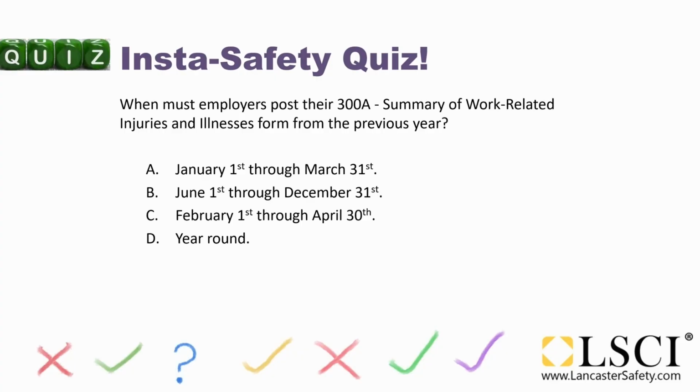All right, so let's take just a quick break and do an Insta Safety quiz. When must employers post their 300A forms from the previous year? This is an important question, so if you're not sure, make sure to write this down. Is it A, January 1st through March 31st, B, June 1st through December 31st, C, February 1st through April 30th, or D, year round? You can put your answer in the chat box below.